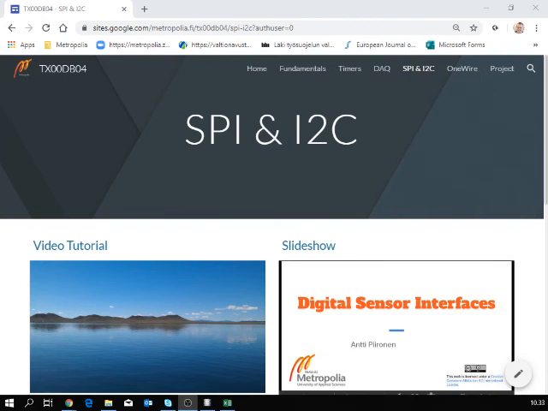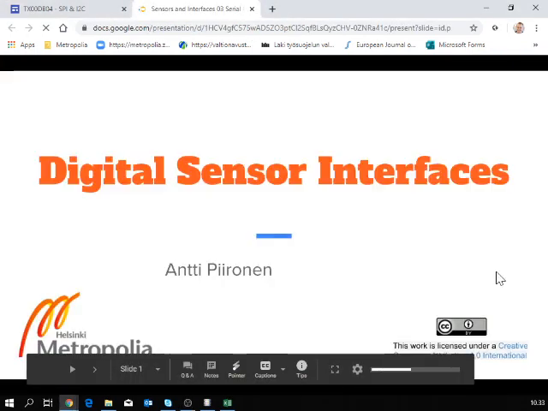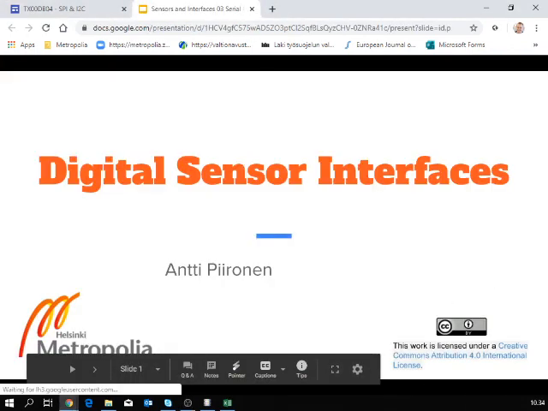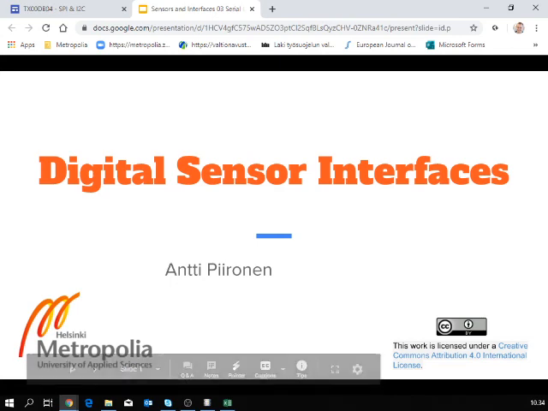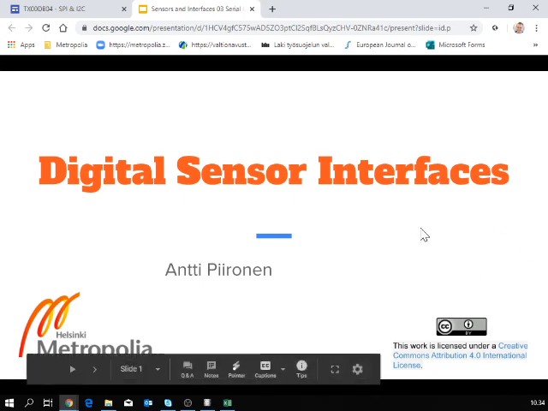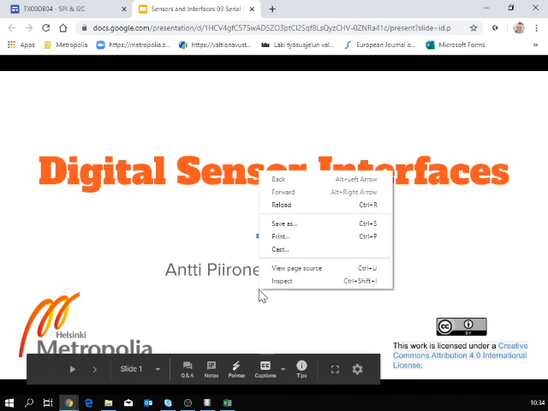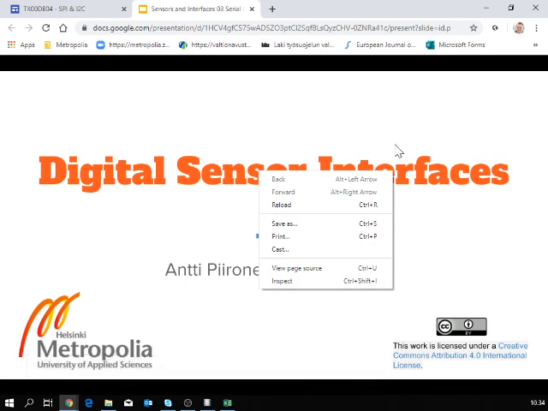Let me go to the, where's my mouse now here? Open that one into different, where's the slideshow? There. Oh well, I'll just show it like that.